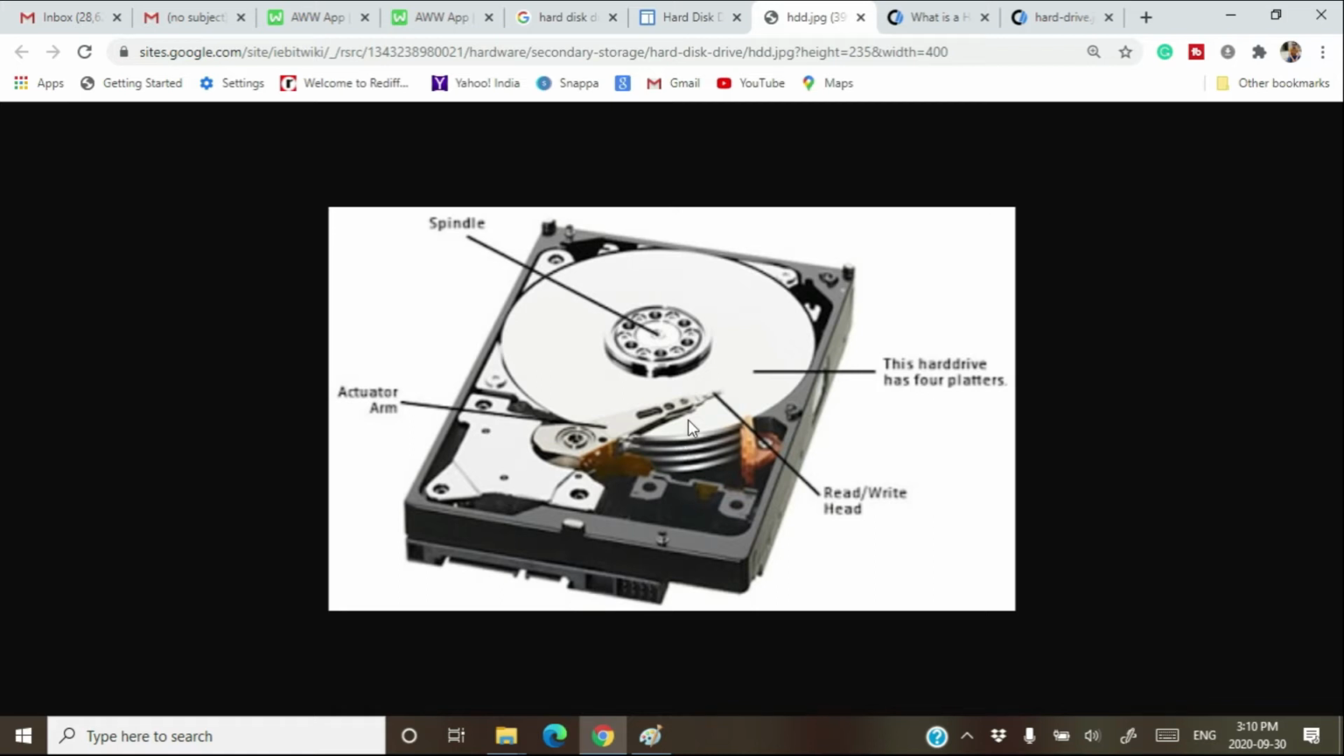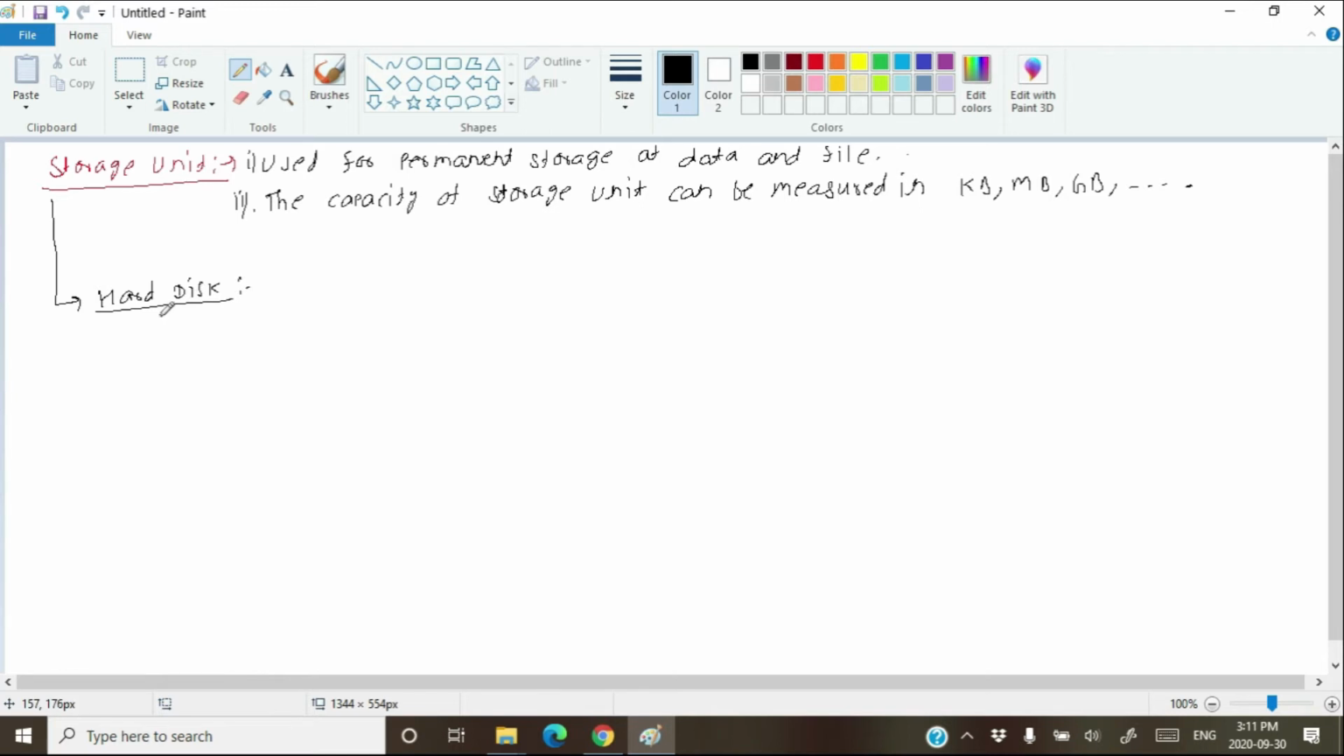When you magnetize a magnetic material, you can read that as 1, and when you do not magnetize a magnetic material, you can read that as 0. So this is how the hard disk drive works. I think I have explained everything about the hard disk and there is no need to write anything here. So let's see another form of secondary storage unit, that is called the compact disk.